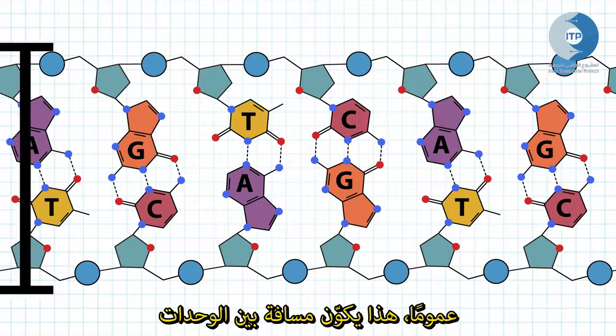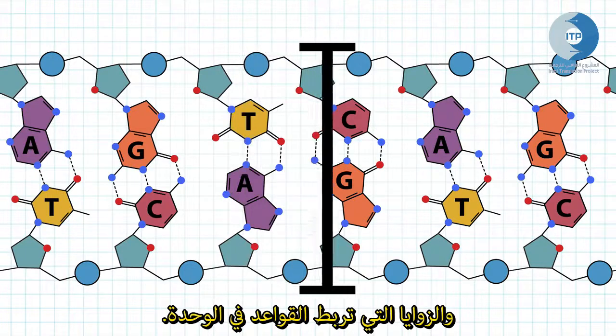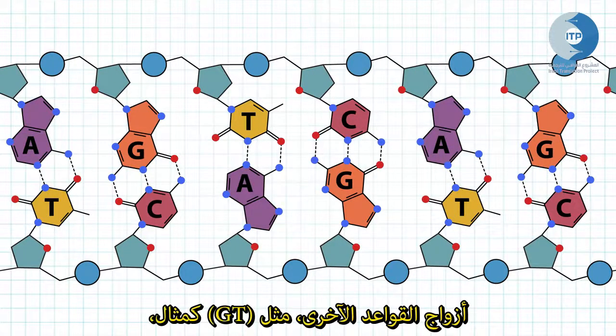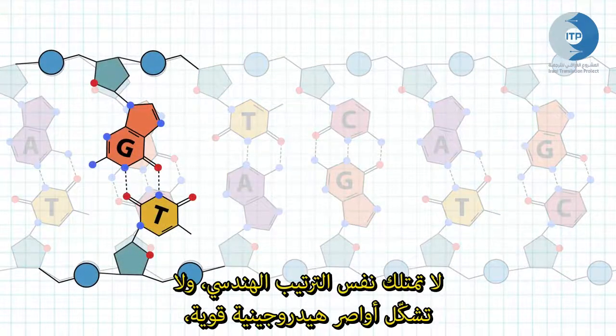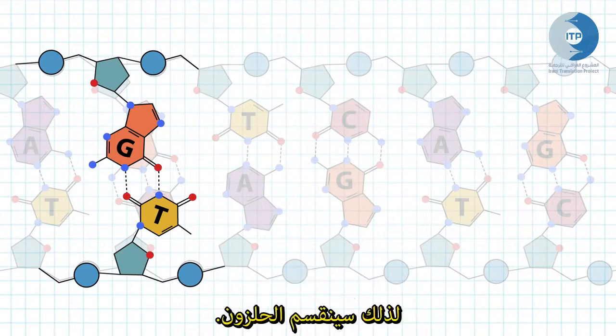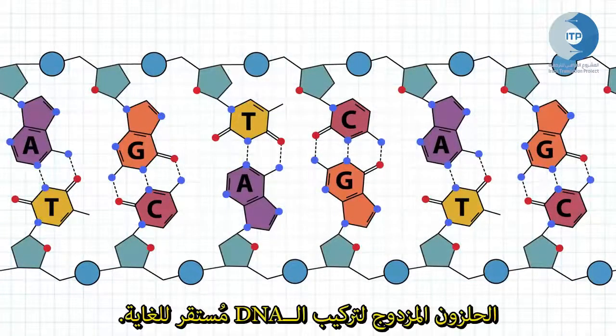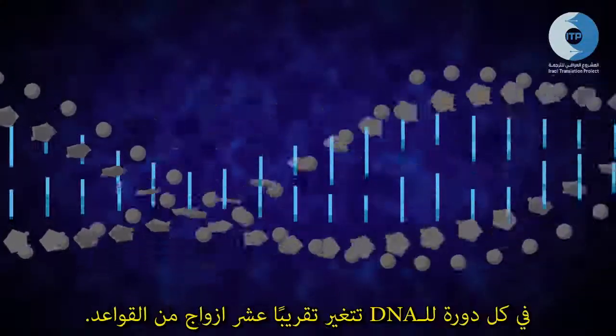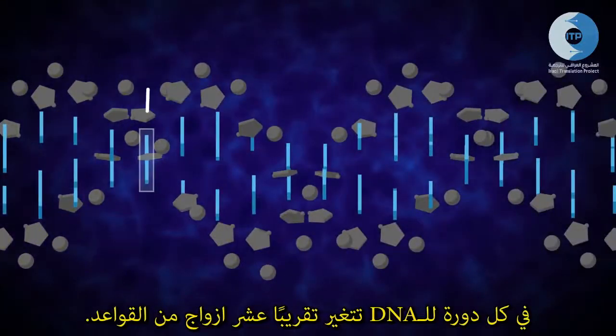This mostly has to do with the distance between the backbones and the angles to which the base is attached to the backbone. Other base pairs, like GT for example, do not have the same geometry, cannot form strong hydrogen bonds, and disturb the helix. The double helix structure of DNA is highly regular. Each turn of the helix measures approximately 10 base pairs.